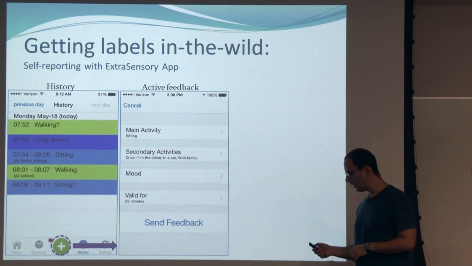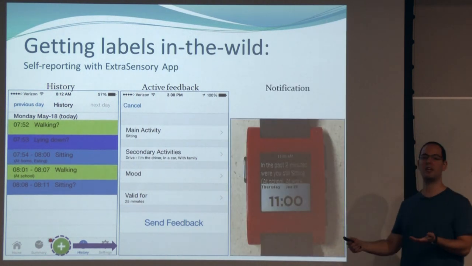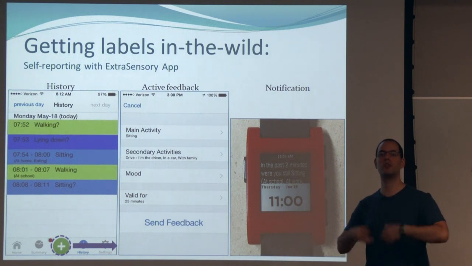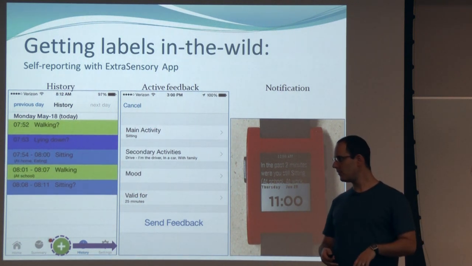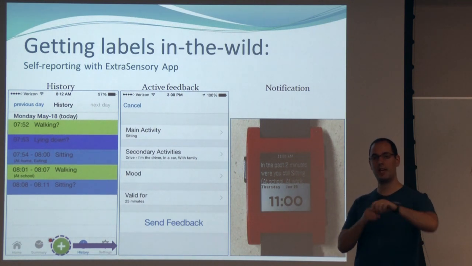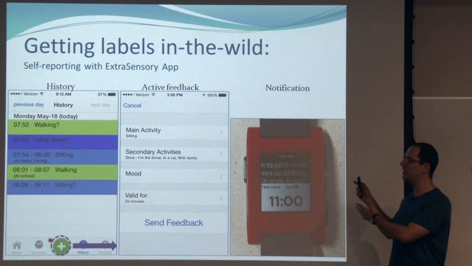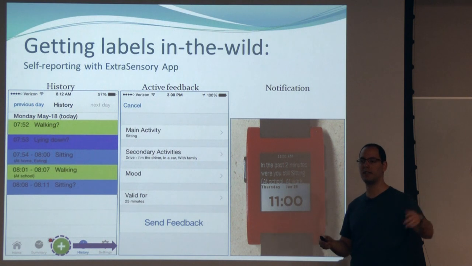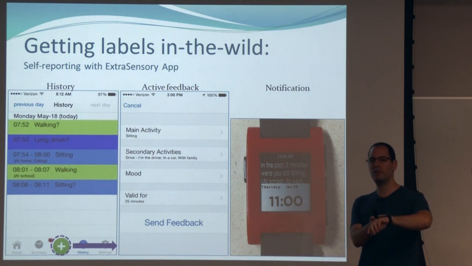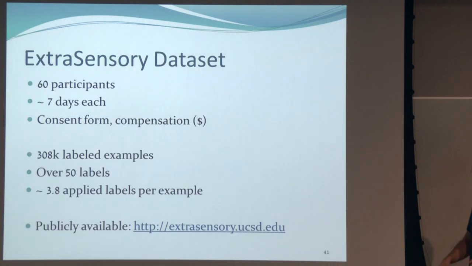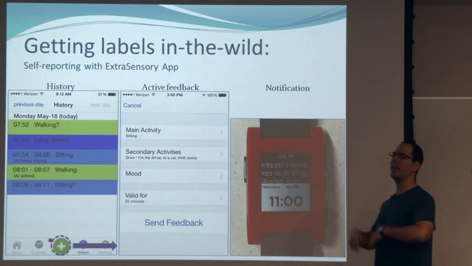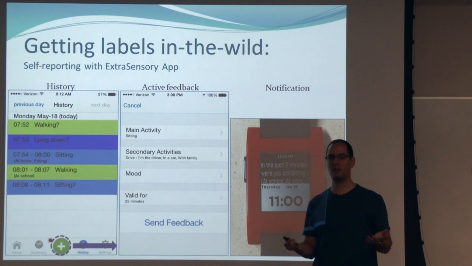And another mechanism to report was notifications, where the app itself triggered these notifications or questions to the user that would appear both on the phone and on the watch. In case it asked, are you still doing this and that? And the answer is yes, it will be very easy to just respond with a click of a button. So this was the interface to make it easier for them to provide labels.